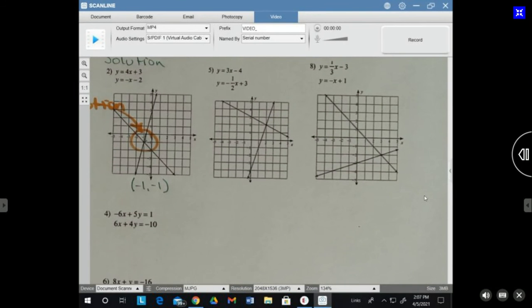All right, just to yourself, write down on your paper what you think the solutions to the next two problems are. What do you think the solutions are?